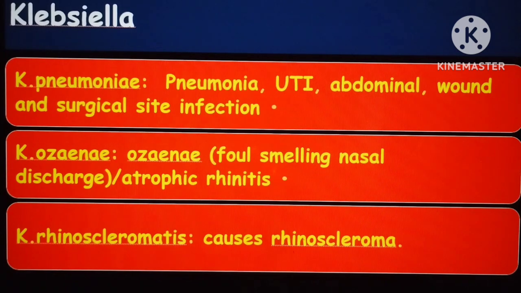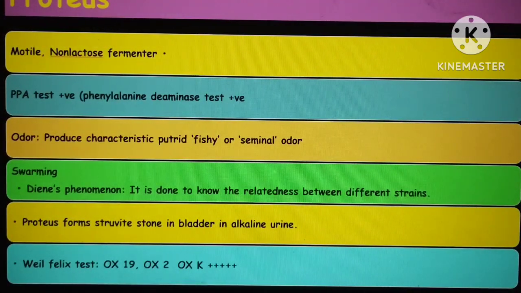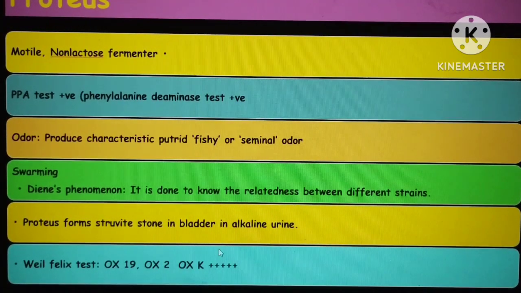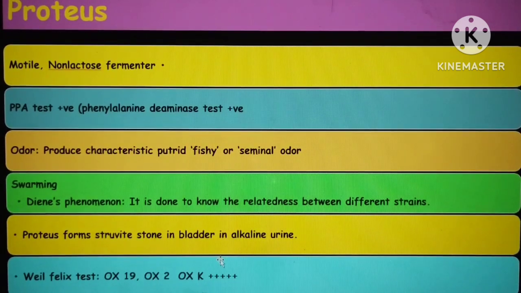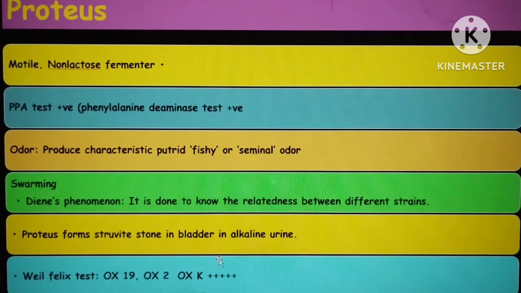Okay, so next it is Proteus. Friends, again I am saying, I am posting only the important points. Please do not let even a single point out. First, it is motile and non-lactose fermenting.